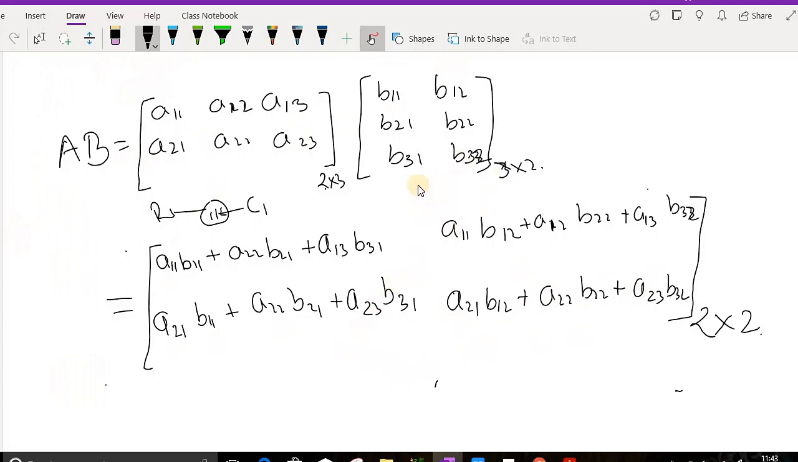That's it. Because of this formula, the number of columns of this matrix should be equal to the number of rows of this one. If there are extra elements, we will not have anything to multiply with. Therefore these should be equal. If not equal, there will be a problem. If you add one more row here, or add one more column here, that changes things. That's it.